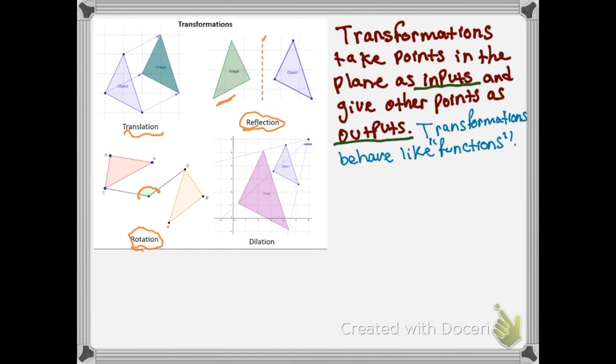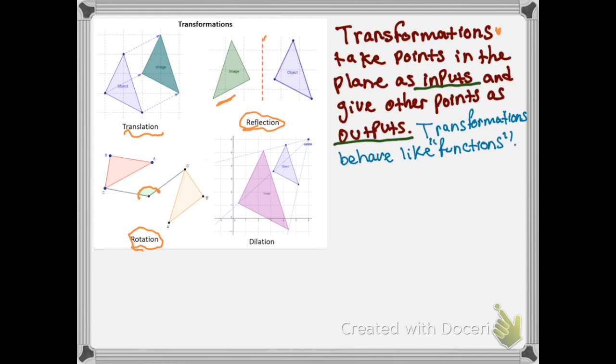Then we have a dilation, which simply shrinks or enlarges an image, okay? An object. And so for a dilation, you're going to need a scale factor. That's the thing that tells you how much bigger or smaller you got. So here I've defined for you what a transformation is, okay? Here's the definition of a transformation.